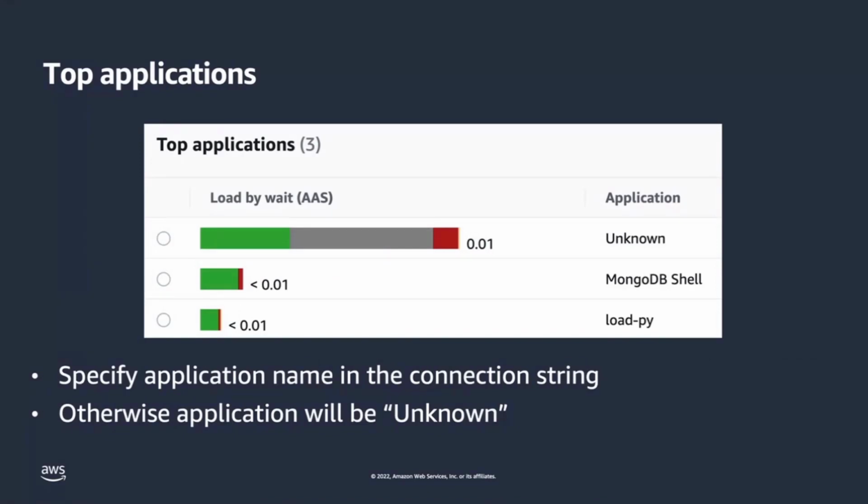And then top applications groups the load by the application that made the request. Now, a best practice here is to specify the application name in the connection string when you connect to DocumentDB. If you don't specify an application name, it's just going to use unknown. All right, so if all of them just get lumped into unknown, it's not going to really help you determine which application has created or caused this load. So definitely specify application names in the connection strings.